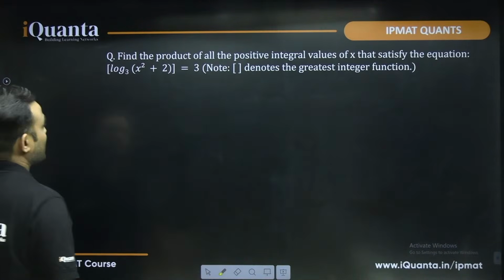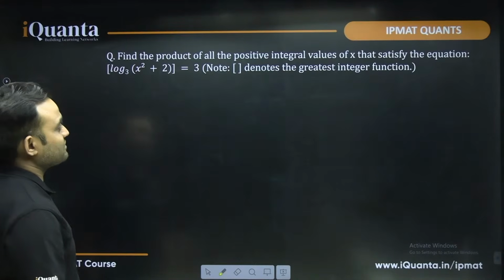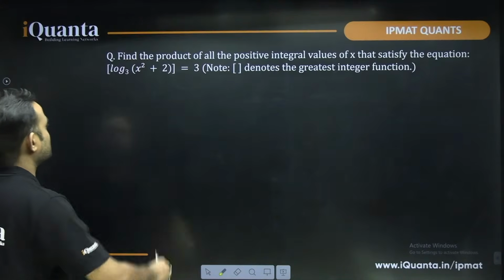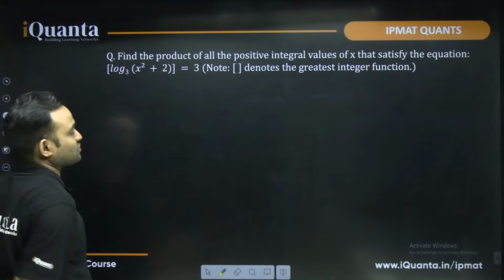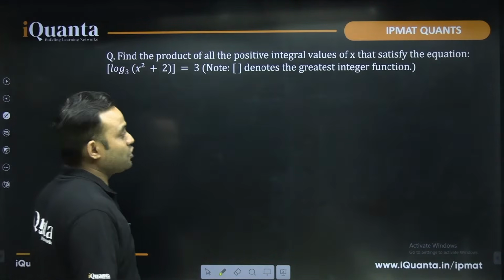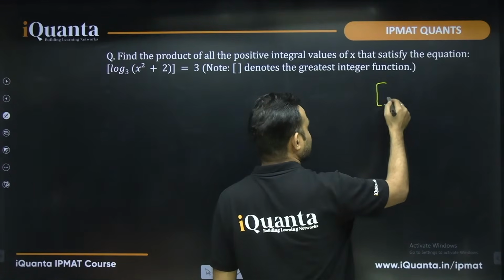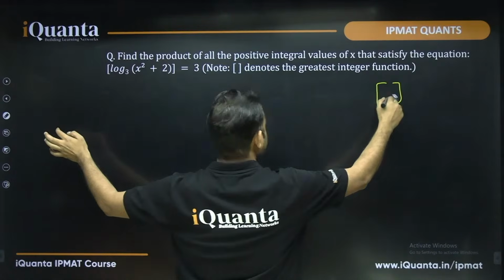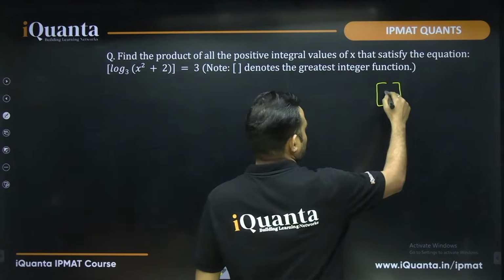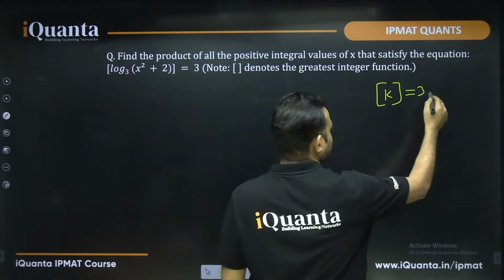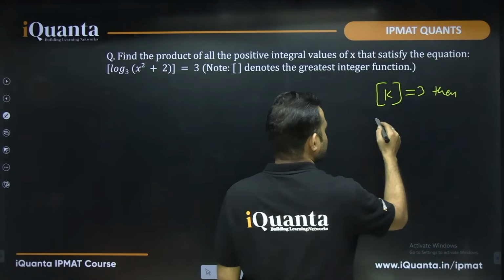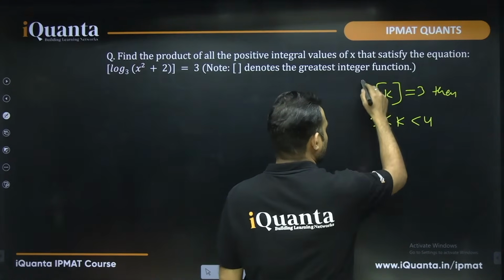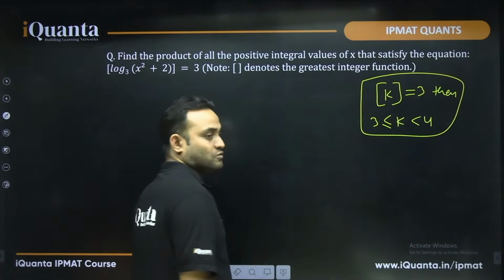Find the product of all the positive integer values of x that satisfy the equation box of log x square plus 2 to the base 3 is equal to 3, right? What do we know about box x? Box x, or take it as box k, greatest integer value. If box k is equal to 3, then we can say that k is greater than or equal to 3 and less than 4. This is what we need to follow, right?